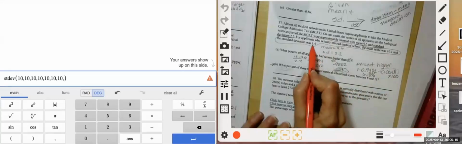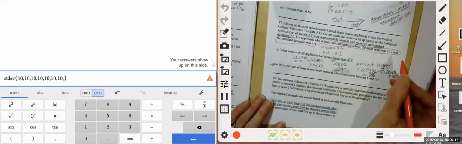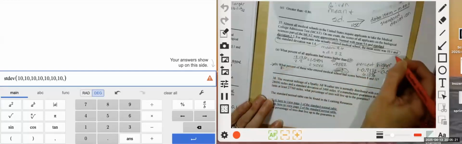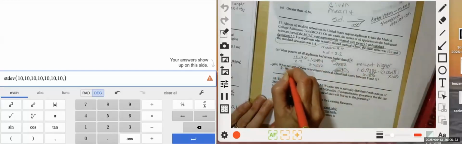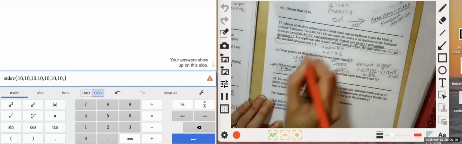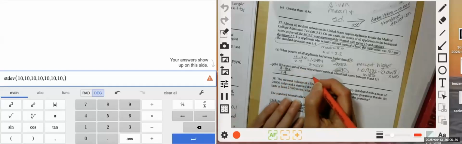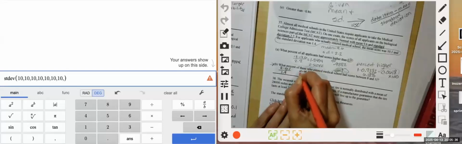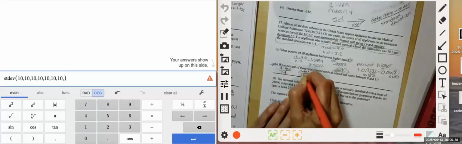So here our mean is 10.1 and our standard deviation is 1.4. So we're still doing 8 minus, but now minus 10.1 divided by 1.4. And then we're doing 11 minus 10.1 divided by 1.4.